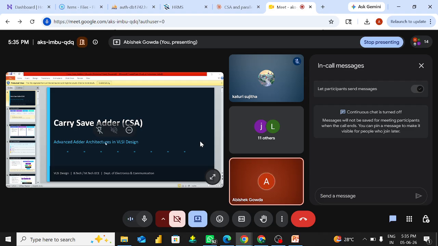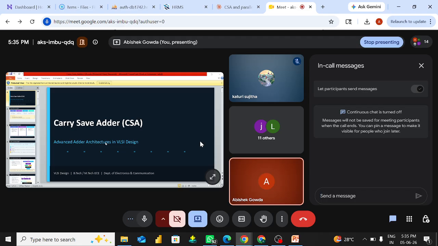Yesterday we learned some adder concepts, right? So what was the adder we learned about yesterday? Carry skip adder, right? So today we are going to learn a new concept called carry save adder. This carry save adder is very much different from the other adders we have learned previously.